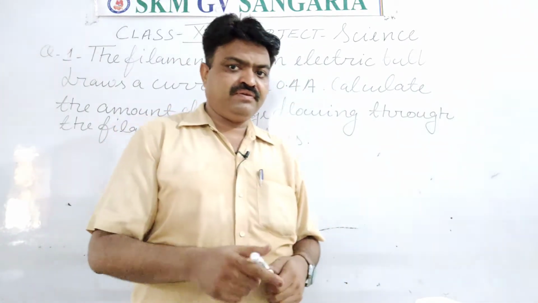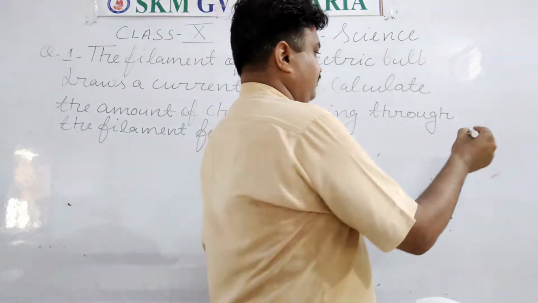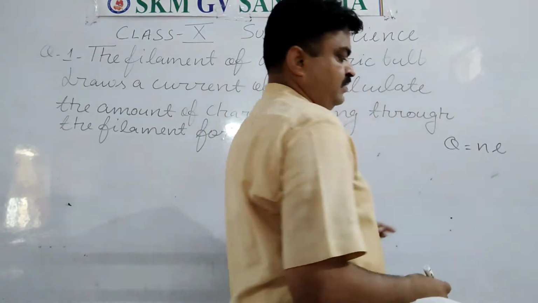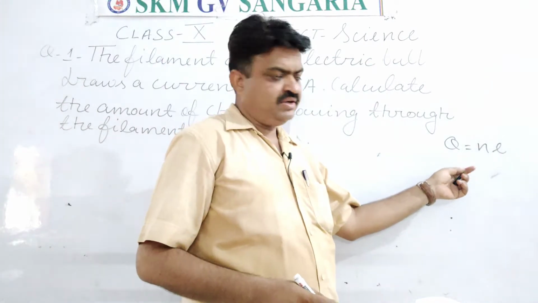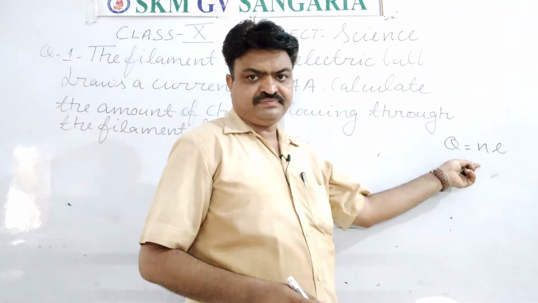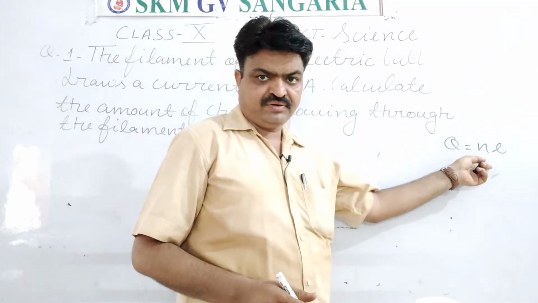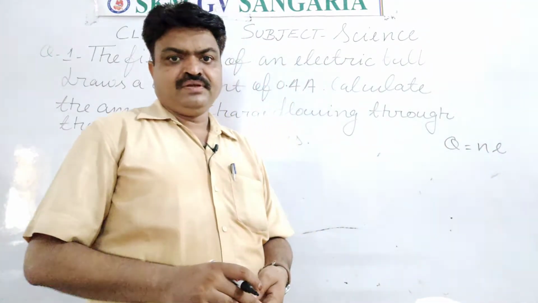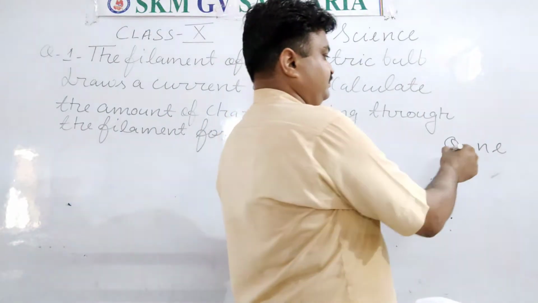The first formula that we have discussed is Q is equal to N e. Now what is Q, student? Q is for the electric charge, N for the number of electrons, and e for the charge on an electron. So it is the first formula.